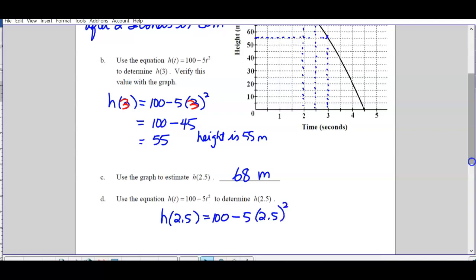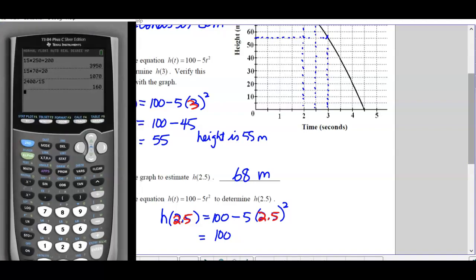And again, you want to use red for what you're substituting in. And so that's going to be 100 minus 5 times 2.5 squared. 2.5 squared is 6.25 times 5. I think I'm going to do this here. So 5 times 2.5 squared, 31.25. I could have done this all in one.